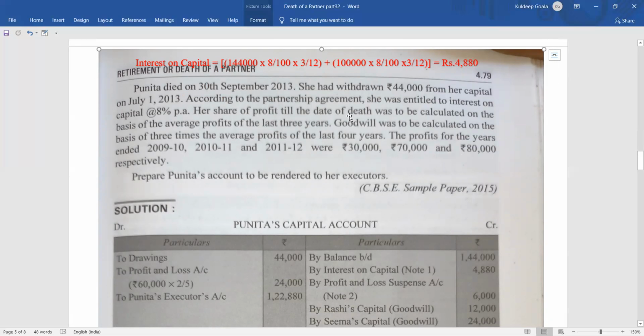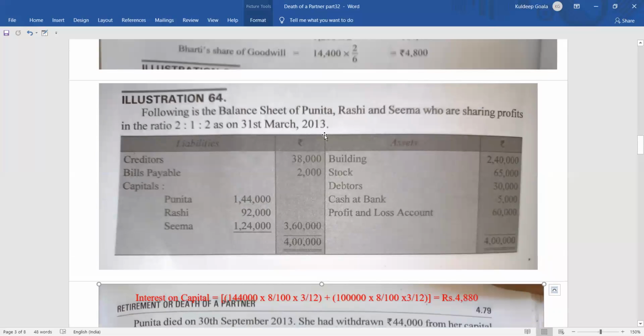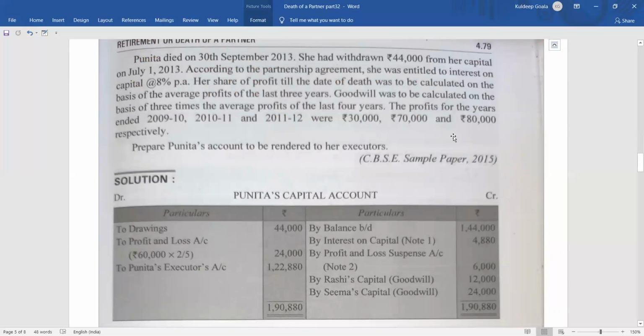So profit will be found out on the basis of the last 3 years' profit. So the last 3 years' profit is how much? Don't take 2009-10 here. We are going to take the last 3 years now for the profit. What is told here, just see. Her share of profit till the date of death was to be calculated on the basis of the average profit of the last 3 years. Matlab, ek saal to mil gaya hum log ka, 2012-13 wala. Kitna hai? Loss, 60,000 ka. Aur ek 80,000 aur ek 70,000. That is, 12-13 ka loss 60,000, 11-12 ka profit 80,000 and 2010-11 ka profit 70,000.